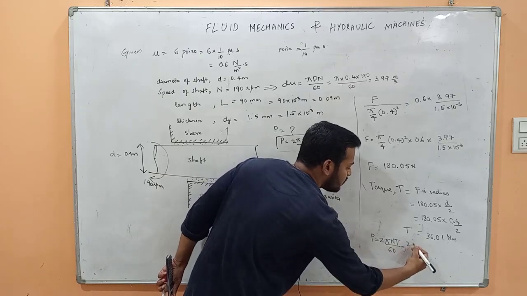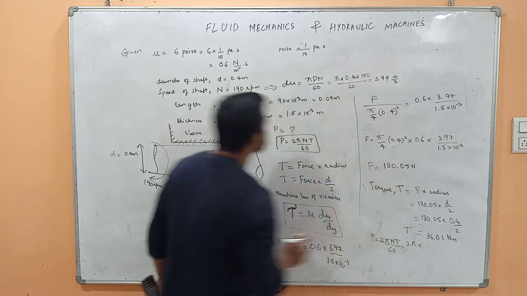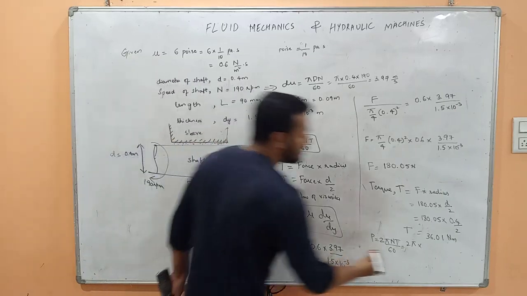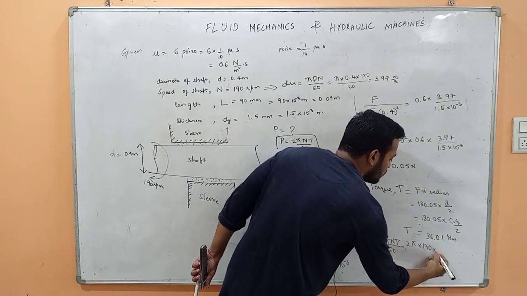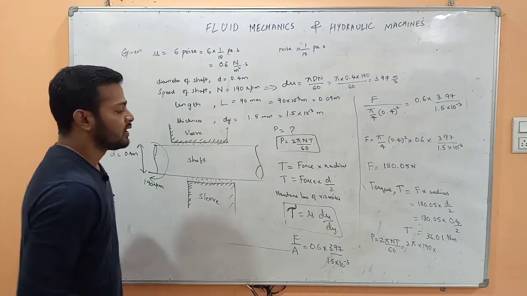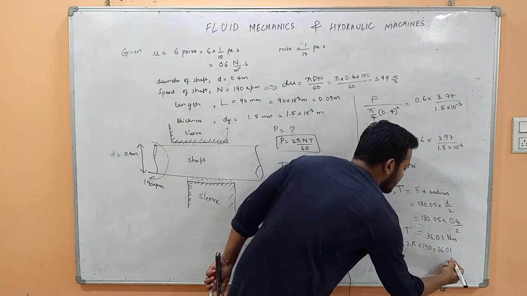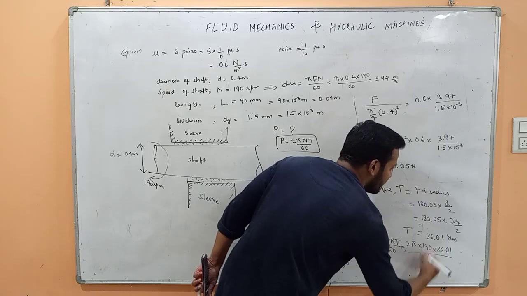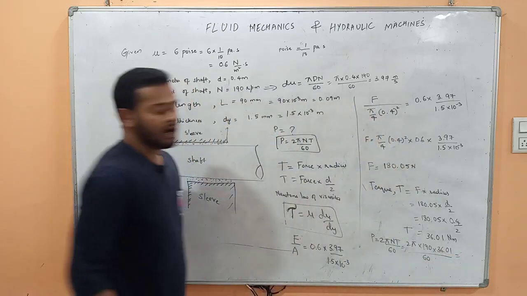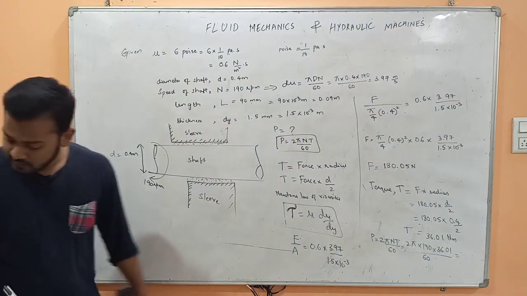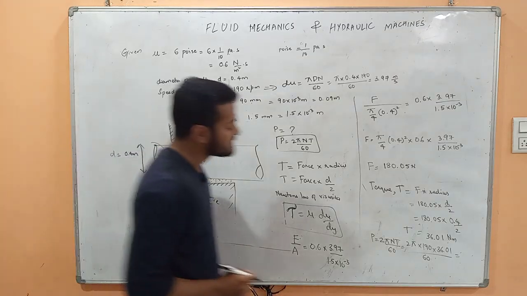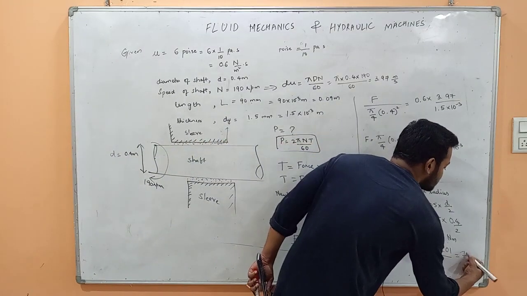So 2 into pi into the value of N, which is given in the question, 190, into T, the torque we got, 36.01, by 60. You can find out this value in the calculator, and that's coming out to be 716.48 watts.